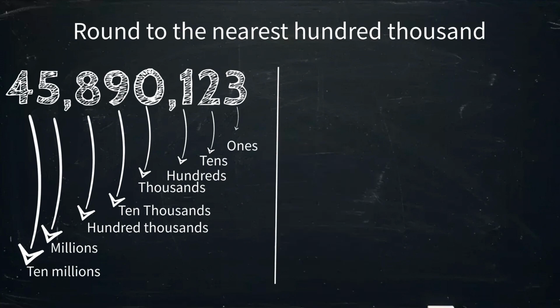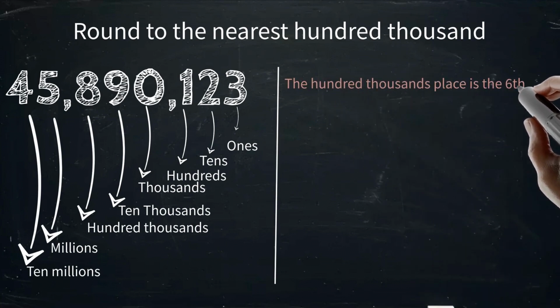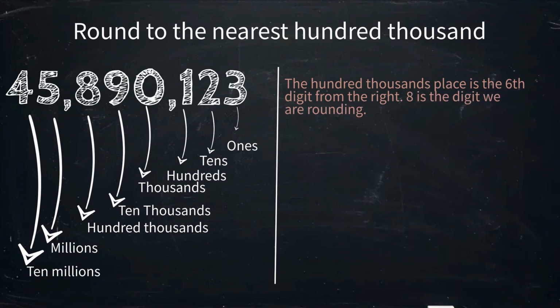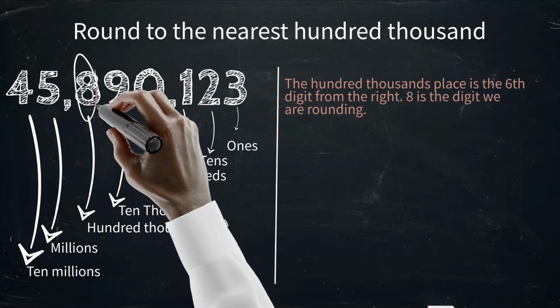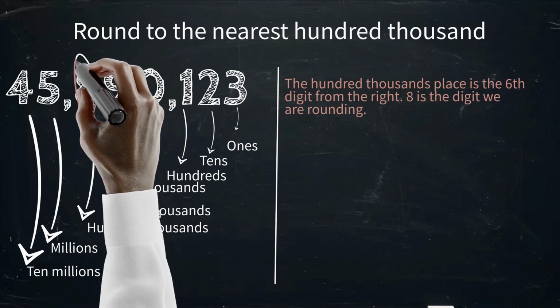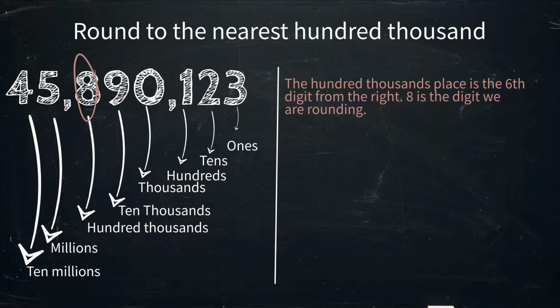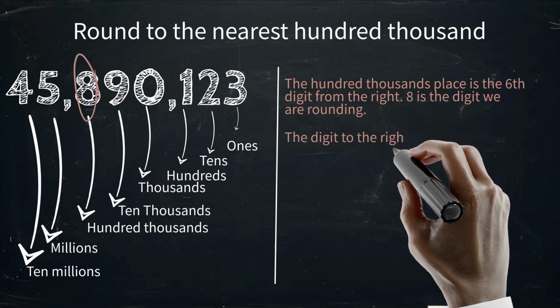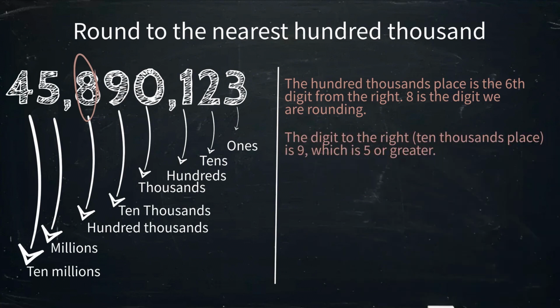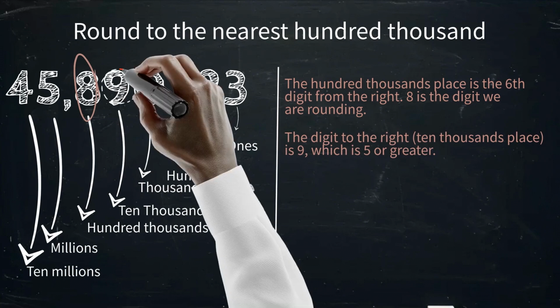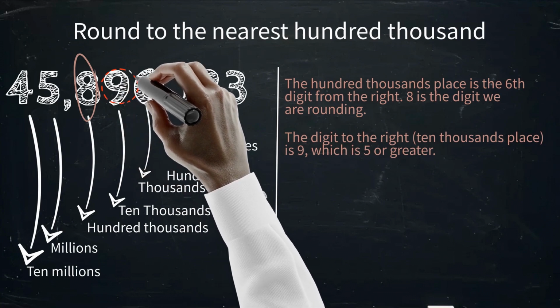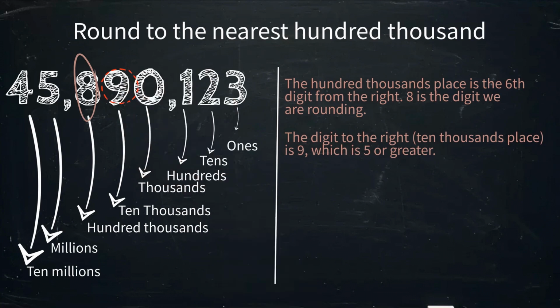So in this case 45,890,123, the rounding digit yenye iko kwa 100,000 place value ni digit 8. Immediately to the right tuko na digit 9. Digit 9, tutakompare na 5. Kama ni 5 or greater, to round up. If less, we round down. In this case 9 is greater than 5, so we round up.